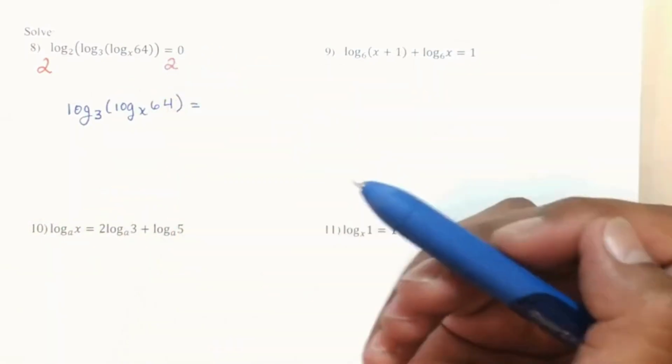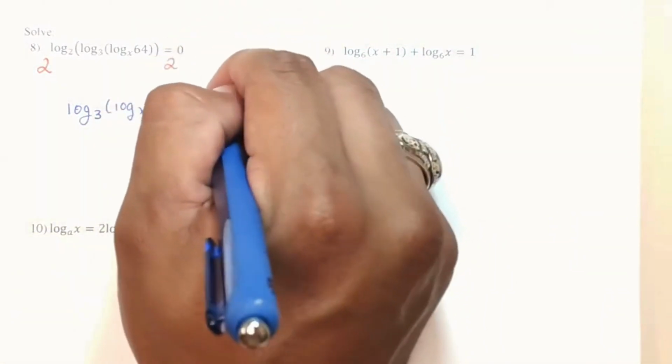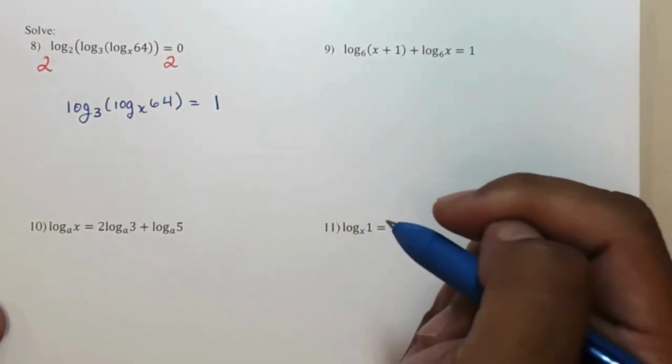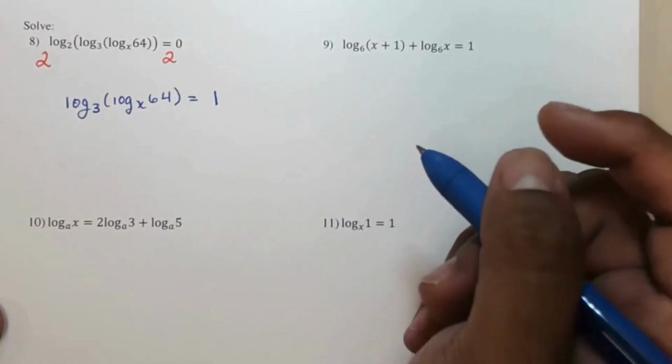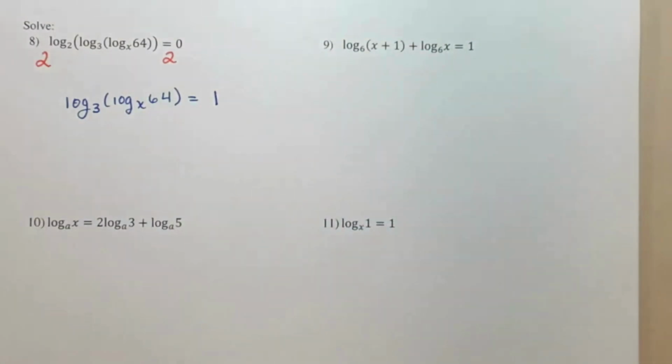Equals, well, what's 2 to the 0? Well, always remember that any power of 0 is 1. It's not 0. That's what a lot of students like to do. So what do you think I should raise both sides to now?